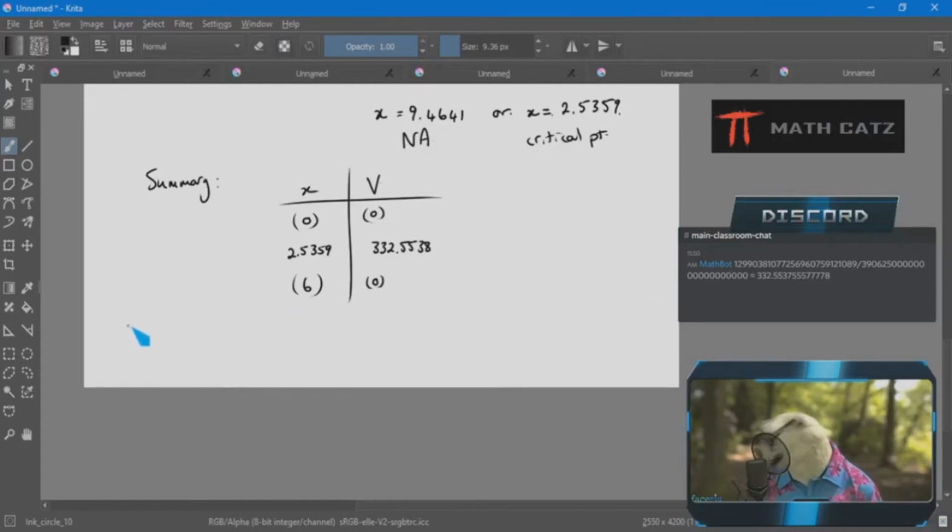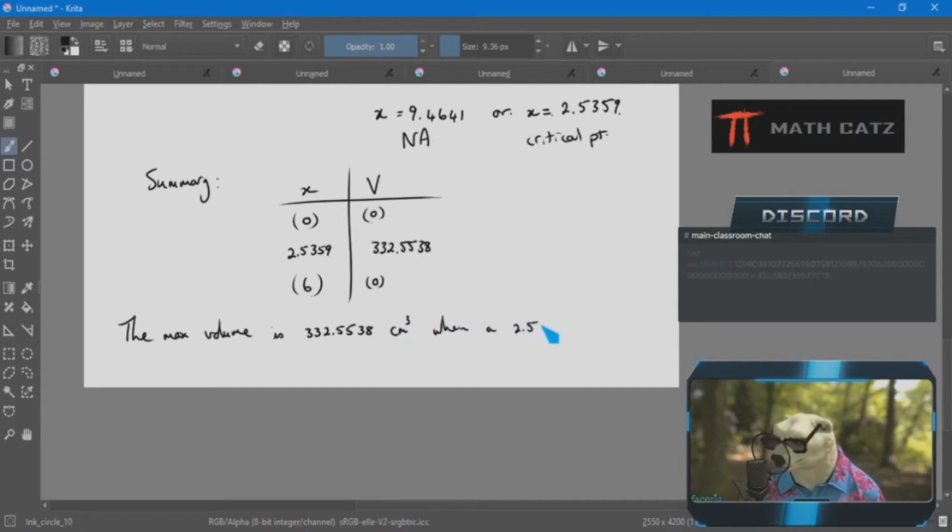Concluding sentence: the maximum volume is 332.5538. What was the units? I think it was centimeters. So cubic centimeters. When a 2.5359 by the same number square is cut out. And there we go.